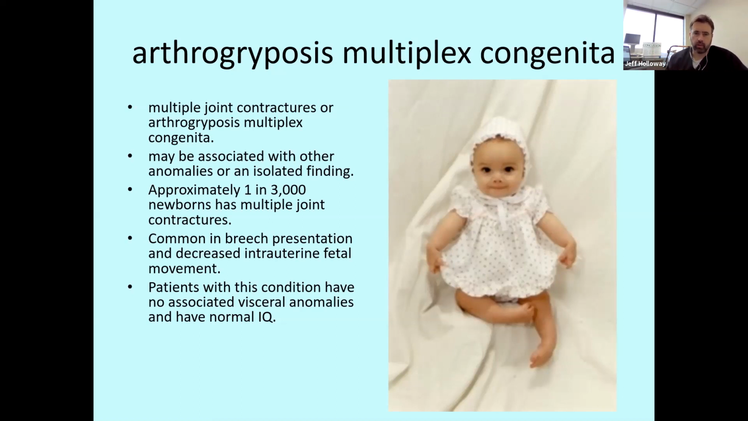So it's arthrogryposis multiplex congenita. And you see it's 1 in 3,000, so it's not a 1 in a million type thing. So these are little things that you would see.